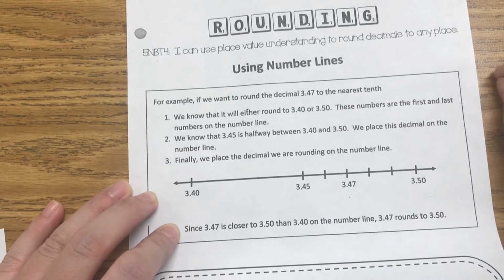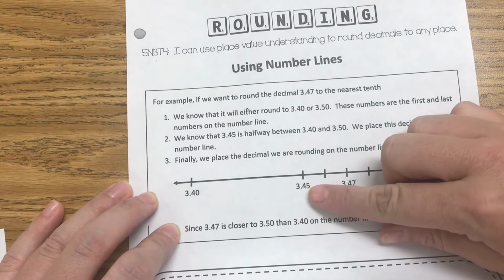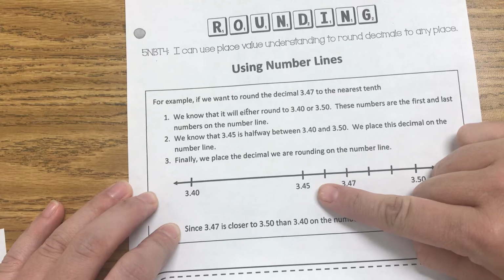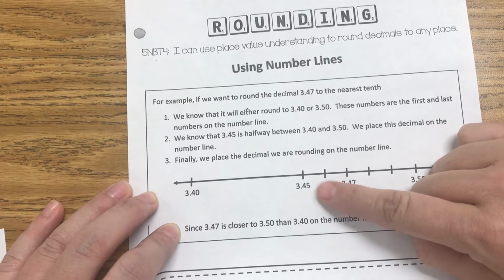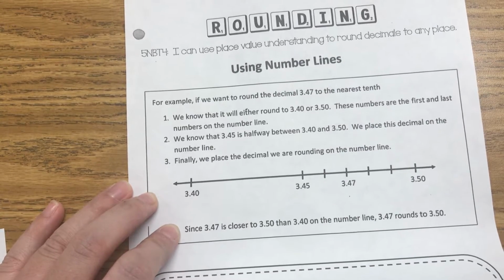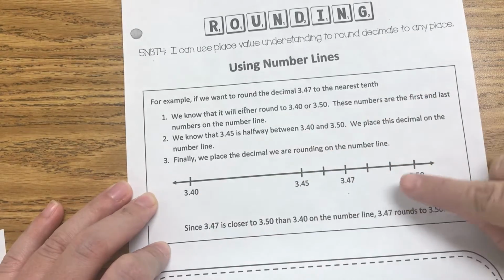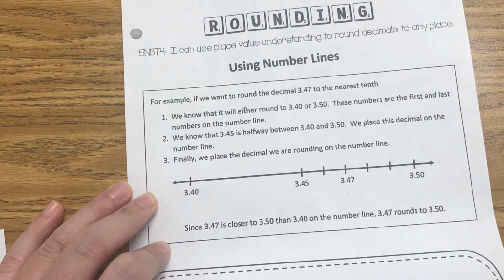These numbers are the first and last numbers on the number line. So when we look at what numbers it's going to round to, those should be your two outside benchmarks. And we know that 3 and 45 hundredths is halfway between 3 and 40 hundredths and 3 and 50 hundredths. So we're going to put that one in the center. Finally, you're going to place the decimal that you are rounding on the number line, and then you're going to determine, is it closer to 3 and 40 hundredths, or is it closer to 3 and 50 hundredths?